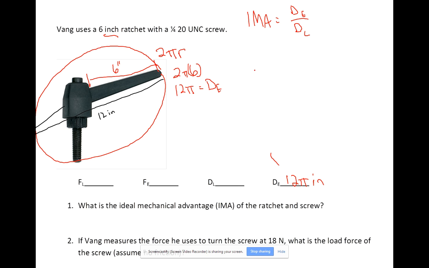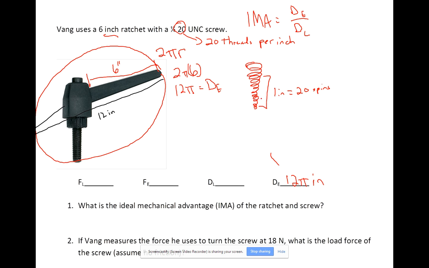Distance of the load's a little more complicated. This is a screw, okay? And a screw looks like this. It's a very crude drawing of a screw, okay? And in a screw, there are all these different threads, and the threads are an equal distance apart. And this 20 here means that there are, in this screw, 20 threads per inch. What that means is if you were to spin this thing 20 times, you would go 1 inch. 1 inch equals 20 spins.